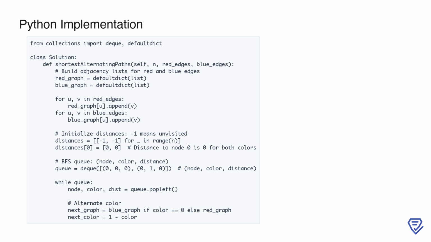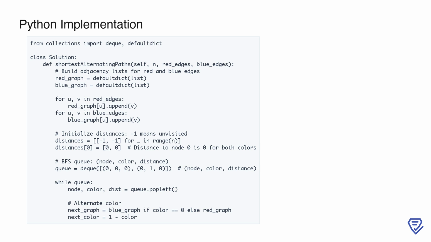Next, we define a distances list to keep track of the shortest distance to each node, where -1 indicates that the node has not yet been visited. For node 0, the starting point, we initialize both the red and blue distances to 0, as it takes no steps to reach itself. To perform the breadth-first search, BFS, we set up a queue that starts with two states for node 0, one assuming we arrived via a red edge and the other via a blue edge.